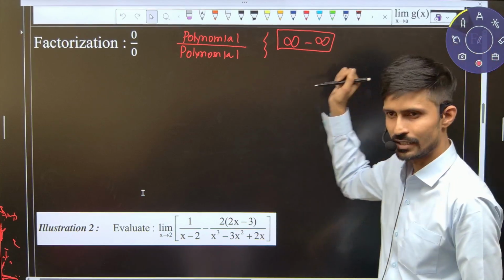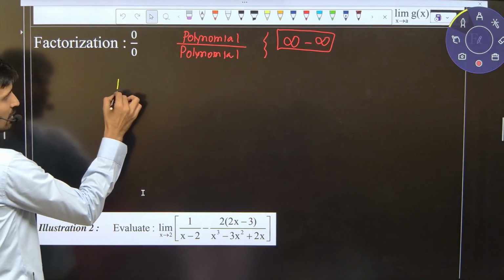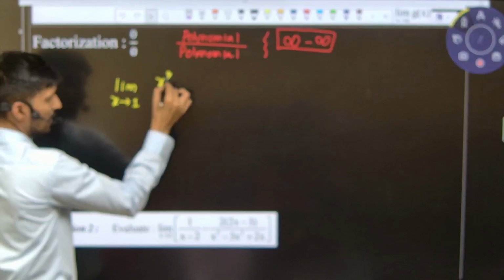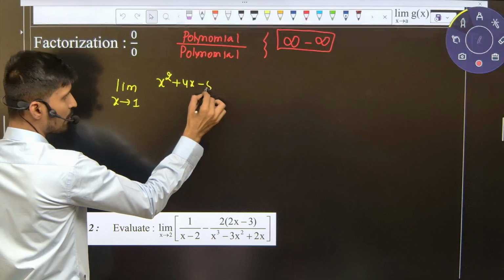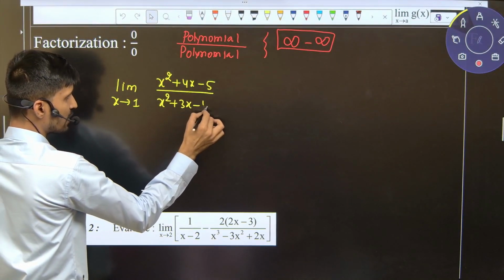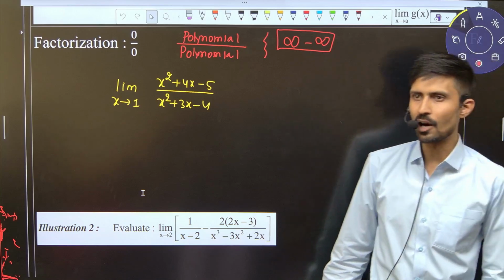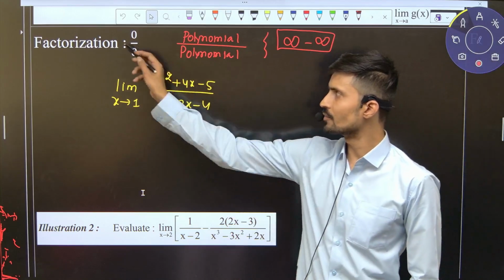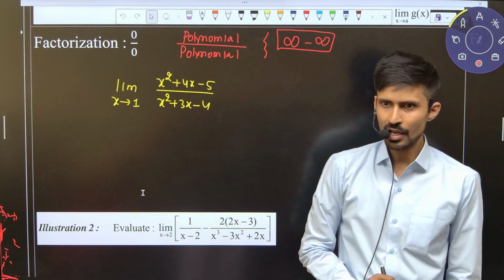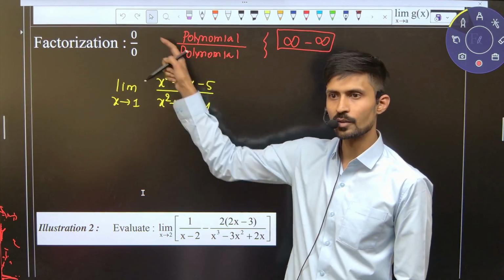Okay, now say this one question I'm going to write. It's limit x tends to 1, x square plus 4x minus 5 upon x square plus 3x minus 4. Now the question is, sir, how will we find that this question is from this topic? That is the first thing. So this topic information is given. One is polynomial by polynomial, it should be there, and also it should be 0 by 0.